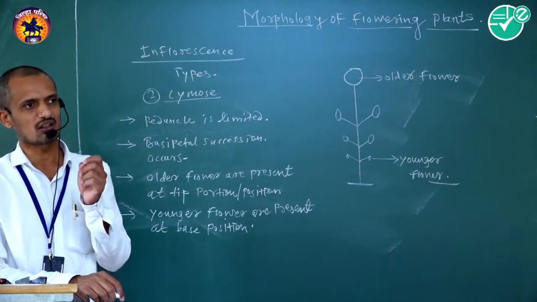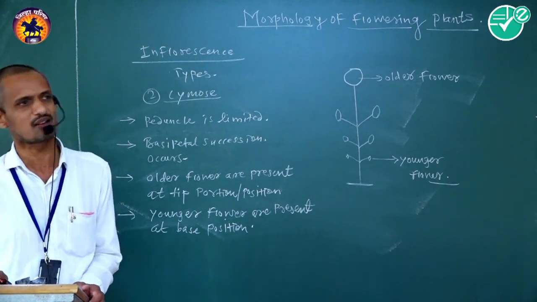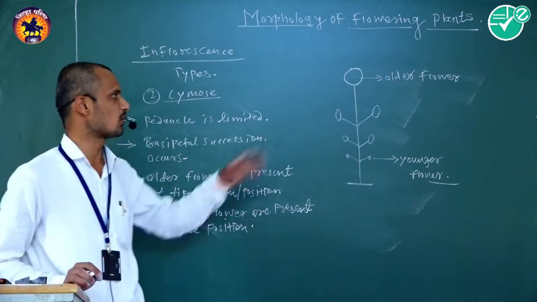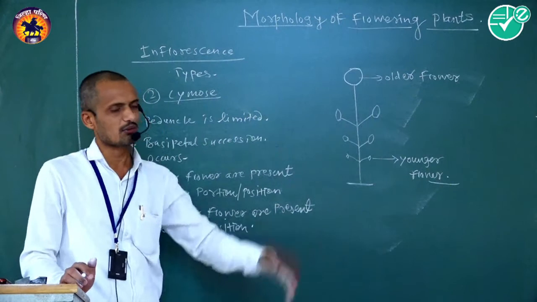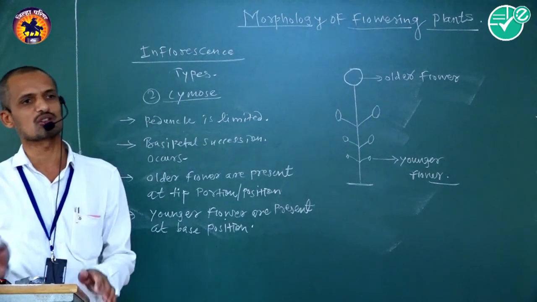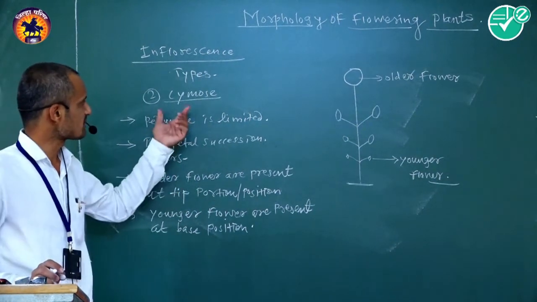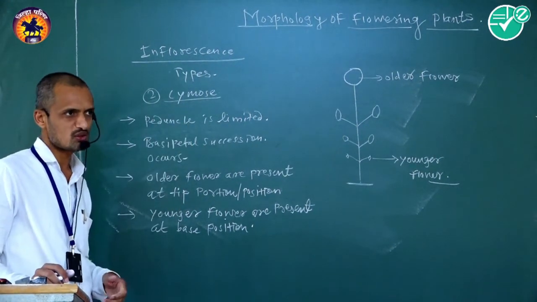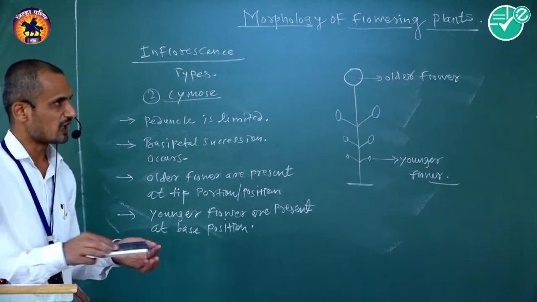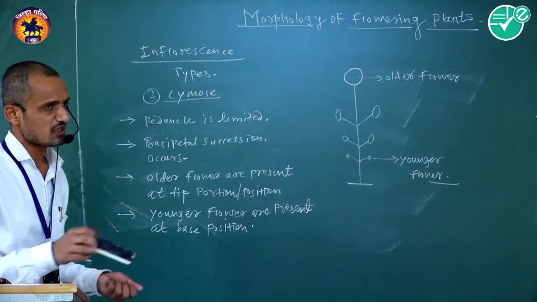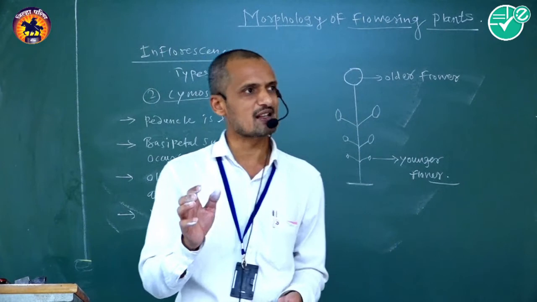Basipetal succession or basipetal order of flower arrangement takes place during this type, that is older flowers are situated at the tip portion and younger flowers are situated at the base portion of the inflorescence axis, that is commonly called the cymose type of inflorescence. Growth of the peduncle is limited during this type.